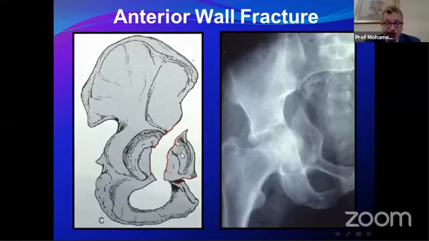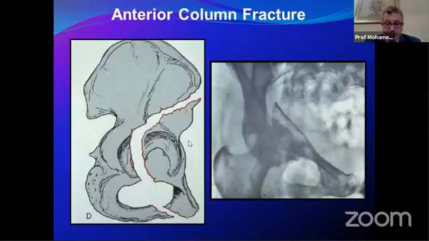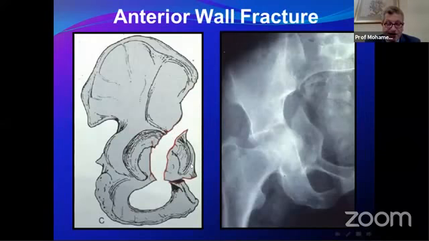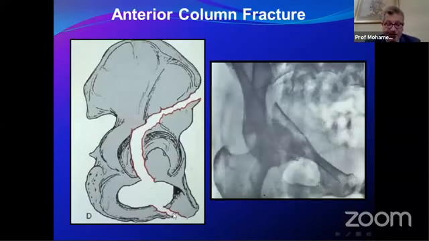This is the anterior wall, and this is the anterior column. You see the difference? This is just the anterior wall, and this is the anterior column. The ischiopubic segment is interrupted here.